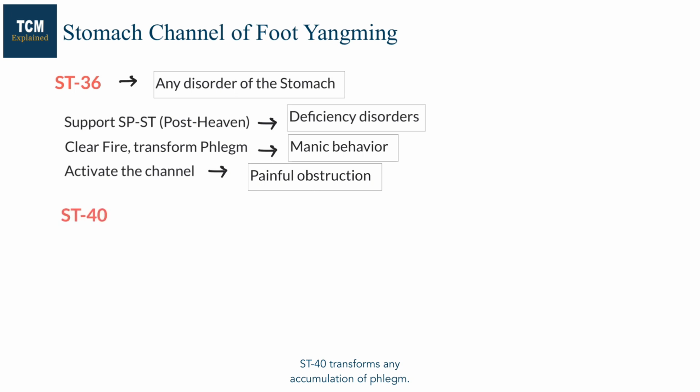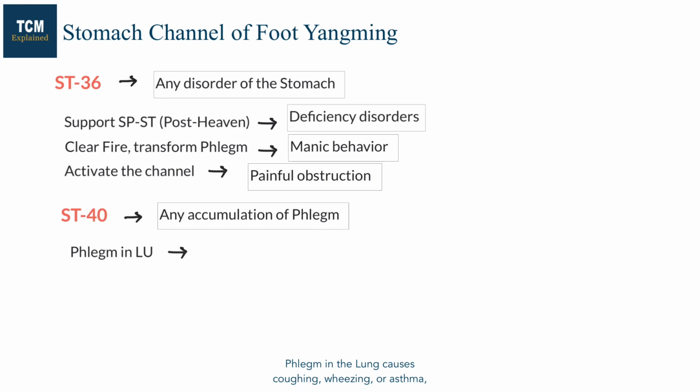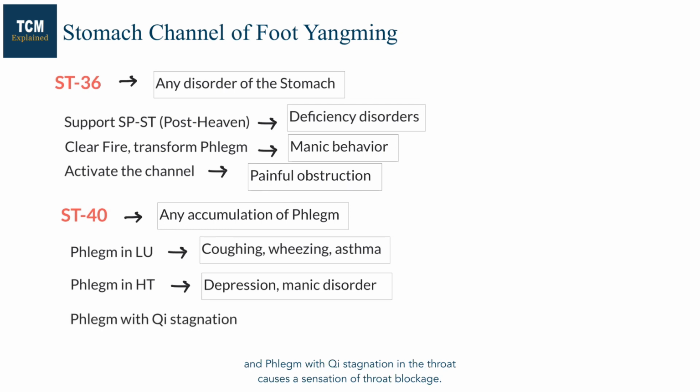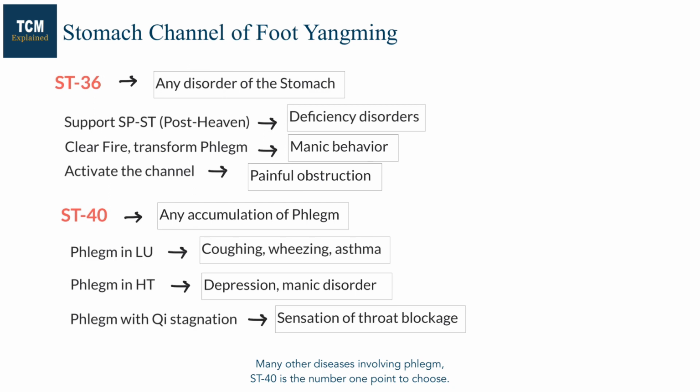ST40 transforms any accumulation of phlegm. Phlegm in the lung causes coughing, wheezing, or asthma. Phlegm in the heart causes emotional depression or manic disorder. And phlegm with qi stagnation in the throat causes a sensation of throat blockage. For many other diseases involving phlegm, ST40 is the number one point to choose.